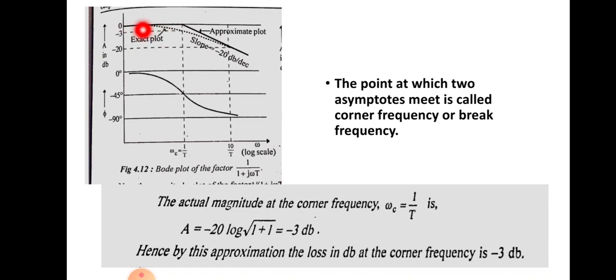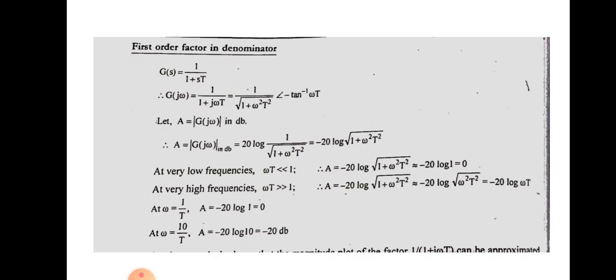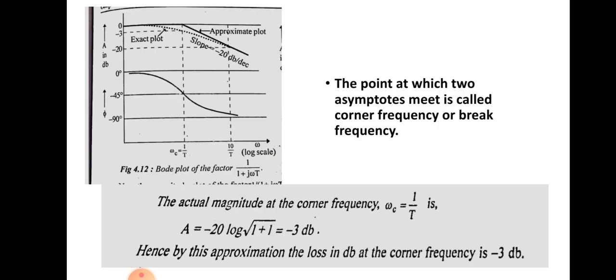First plot is this one up to 1 by t, and second plot is this one. So these two graphs join at this point, and this meeting point is called corner frequency or break frequency. That is, the point at which two asymptotes meet is called corner frequency or break frequency. So here omega c is the corner frequency, that is equal to 1 by t. Suppose we are having a term 1 by st, then 1 by t is the corner frequency.